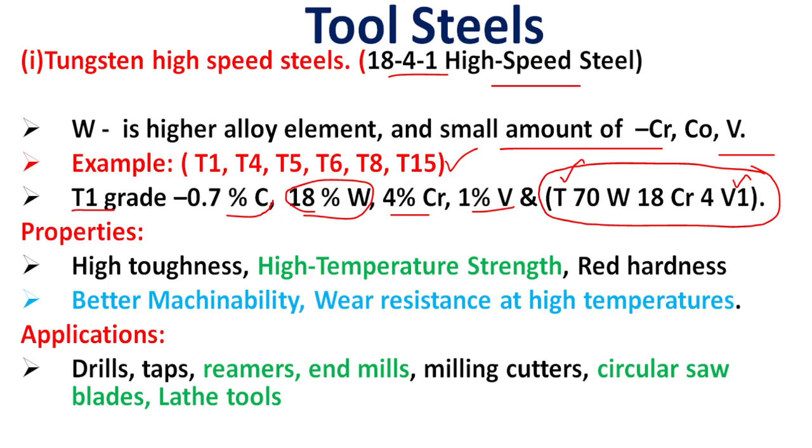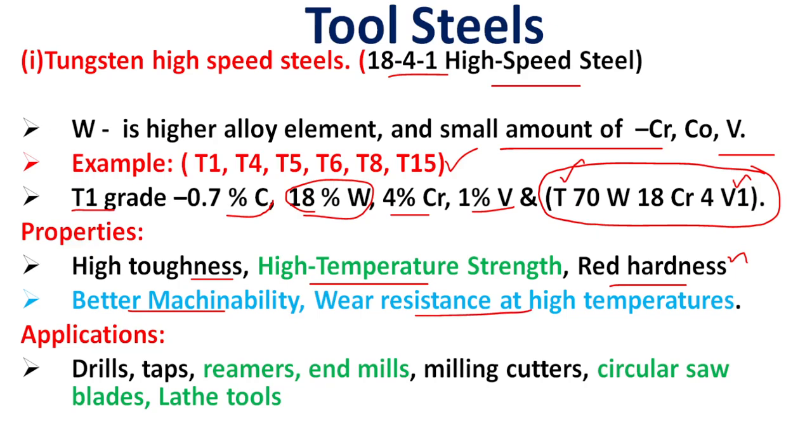The properties of the steel are high toughness, high temperature strength and red hardness. It can withstand high temperature application during cutting. It is a better machinability material. It also has wear resistance in high temperature applications.